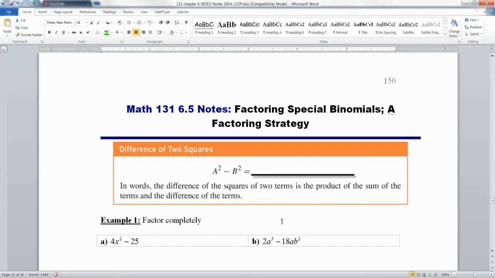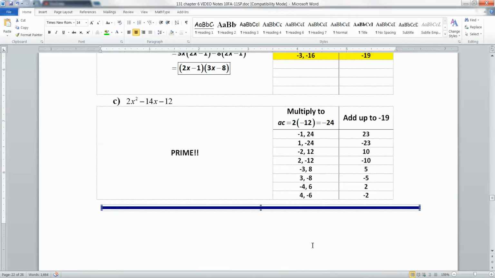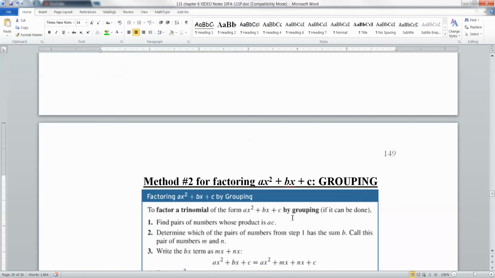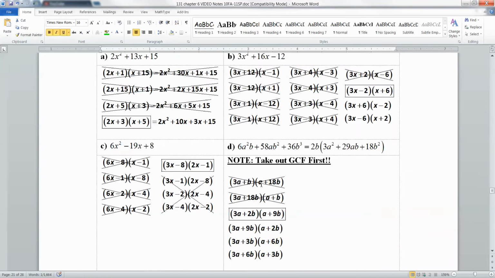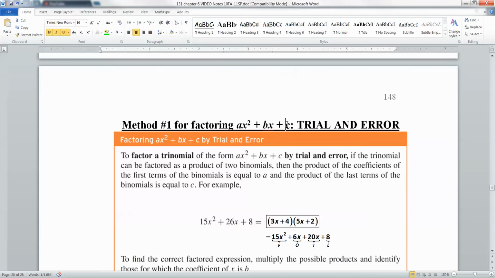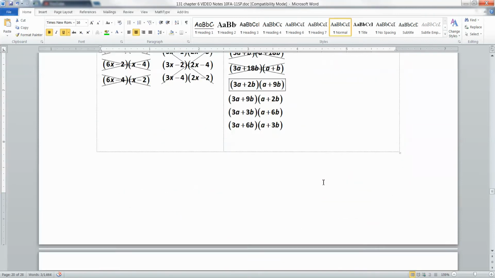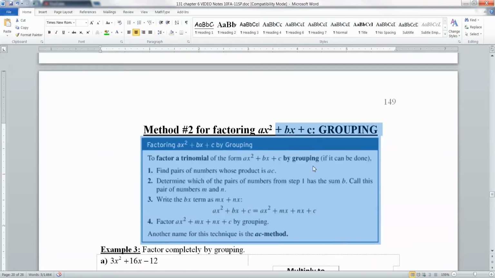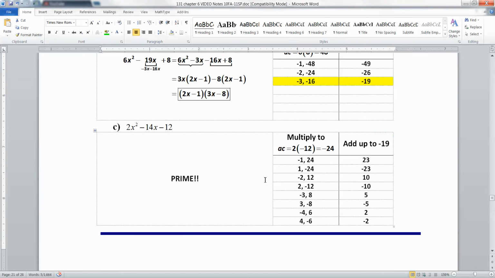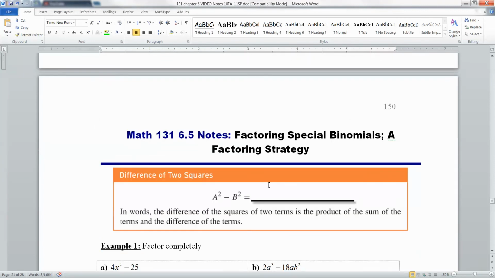Now we ended the last section with really tricky factoring. Factoring a trinomial when a is not 1 is very, very difficult, and especially if you're going to do trial and error, that's really difficult. So then we learned this kind of easier method with factoring by grouping, but it's still got a lot of steps, right? So we're going to move from there to the simplest factoring.